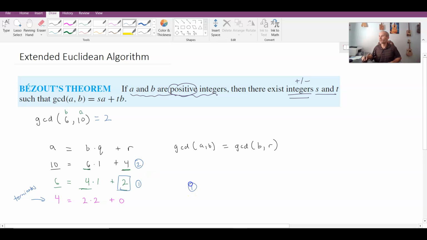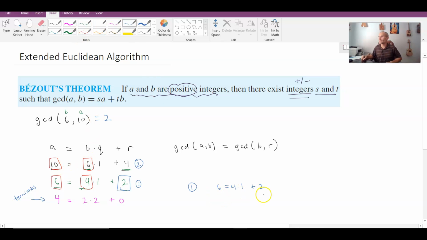So step 1, I see that 6 is equal to 4 times 1 plus 2. Now in each of these lines, the two numbers that I'm dealing with are, in this case, 6 and 4, and 10 and 6. And that's going to be key in underlining or highlighting the values of A and B, because we're going to work backwards to express 2 as a function of our original values, 10 and 6.